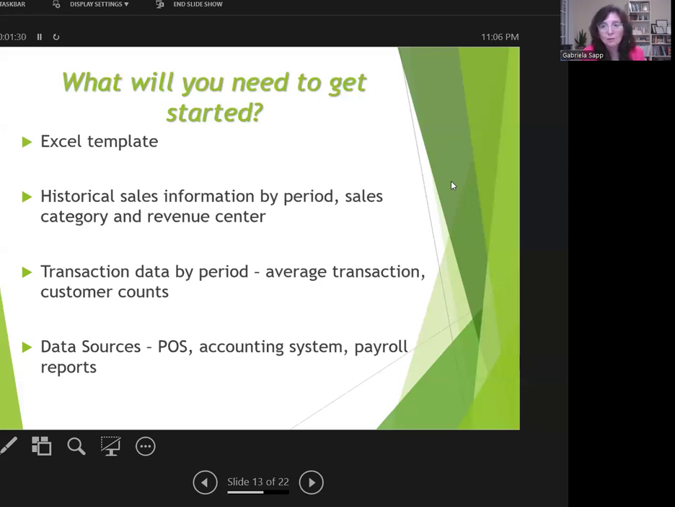Where do you find this information? What are the data sources? Your POS system, accounting system, and payroll reports for some of the expenses.